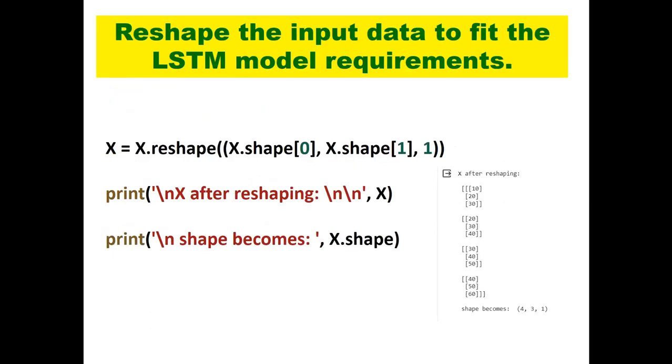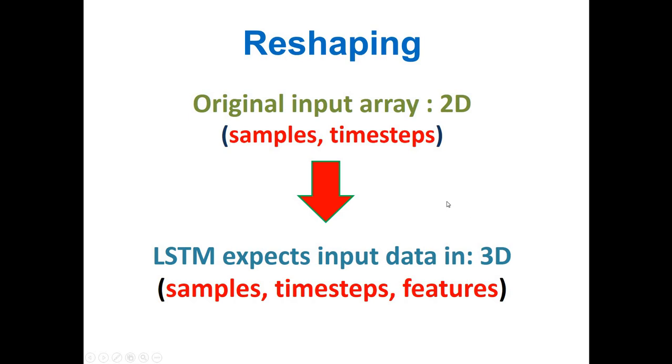So you have to do a reshaping. Reshaping is nothing but making a 2-dimensional array into a 3-dimensional array to be passed into the LSTM model. The LSTM model accepts only a 3-dimensional matrix. So X shape 0 will be 4, X shape 1 will be 3, and this is 1. Since it is univariate data, that is, sequential data, this has to be 1. Reshaping is nothing but converting the 2D array into a 3D array.